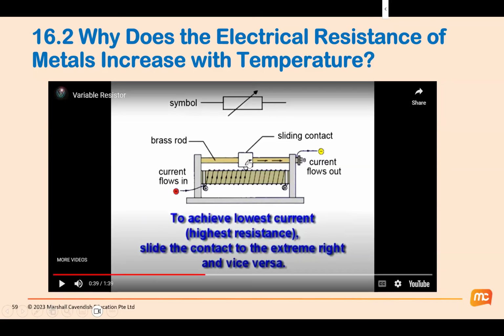Okay, so to get the lowest current means the highest amount of resistance. I need to shift this sliding contact all the way to the right. If I shift it all the way to the right, it means the current needs to flow through the entire length of this resistance wire before it goes up to the sliding contact and out. So this is the highest amount of resistance, and the current will be the lowest.